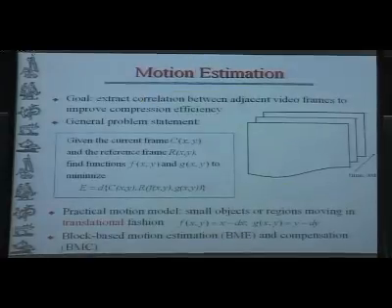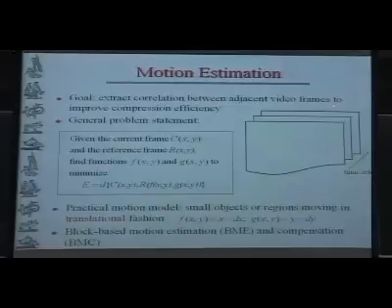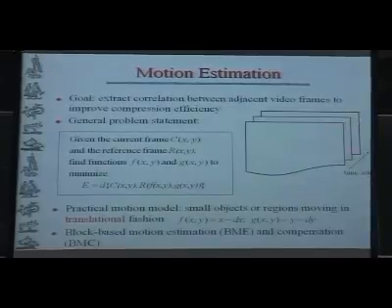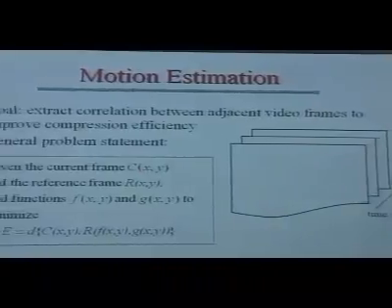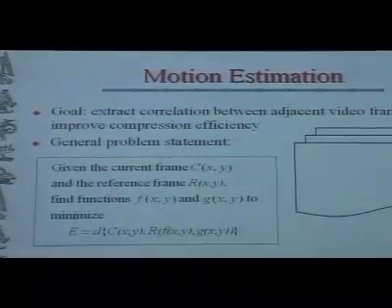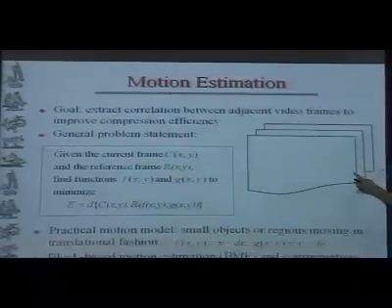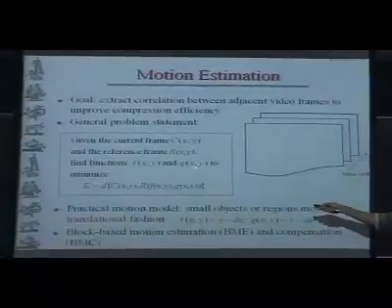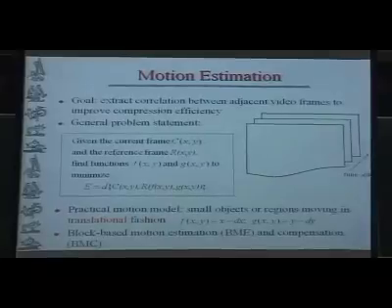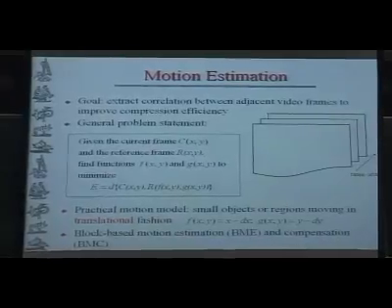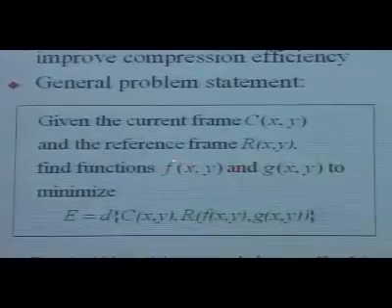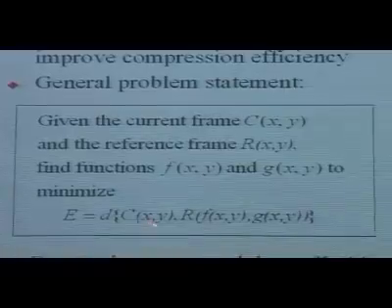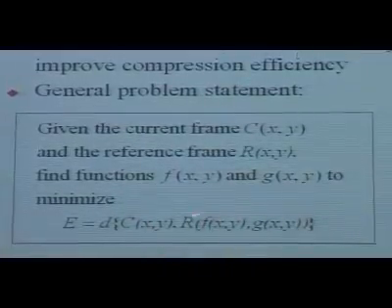Now, let's talk about motion estimation. Formally, the goal of motion estimation is to extract the correlation between adjacent video frames. These are my video frames, this is my time axis, and the general problem statement can be posed like this. Given the current frame C, say the one in the middle right here, and the reference frame R, say the previous one right here, find the functions f(x,y) and g(x,y), where x,y are the pixel indices, such that the distortion between the current frame and the reference frame being compensated like this is minimum.